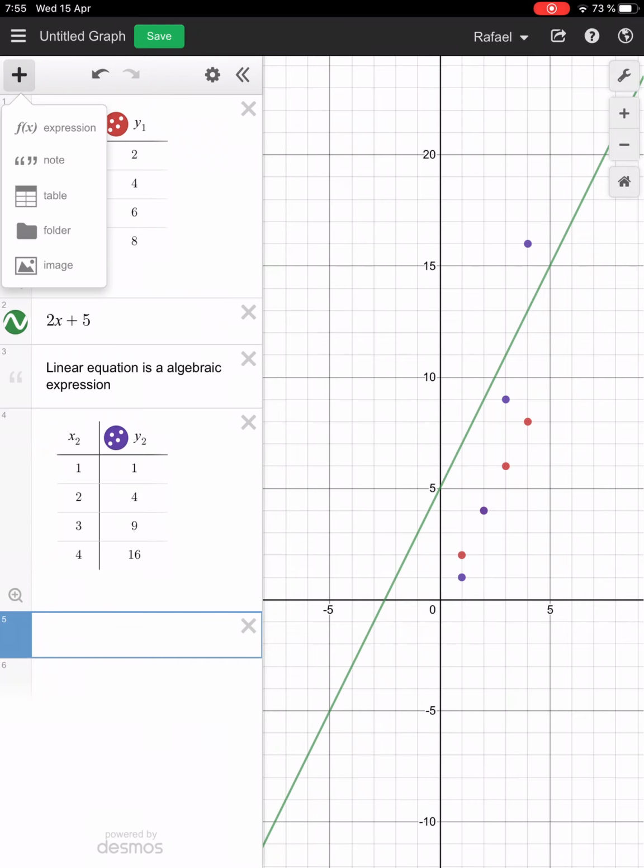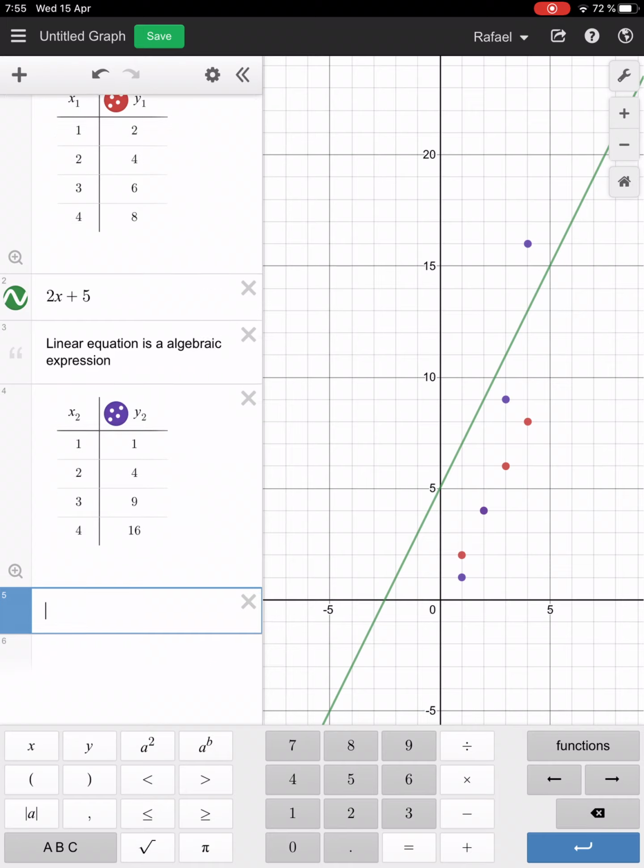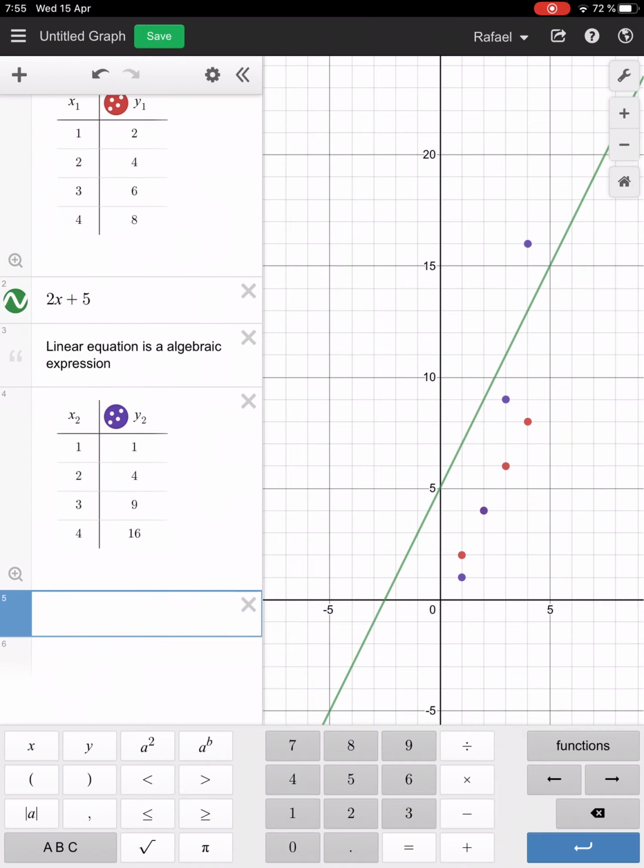Other options we have are folder and picture. That means we can import pictures to add comments or import, for example, a document, and over the document you can work by using Desmos. In addition, I'm going to make a little example about how we can work with a quadratic equation, by changing the different values we have in the expression.